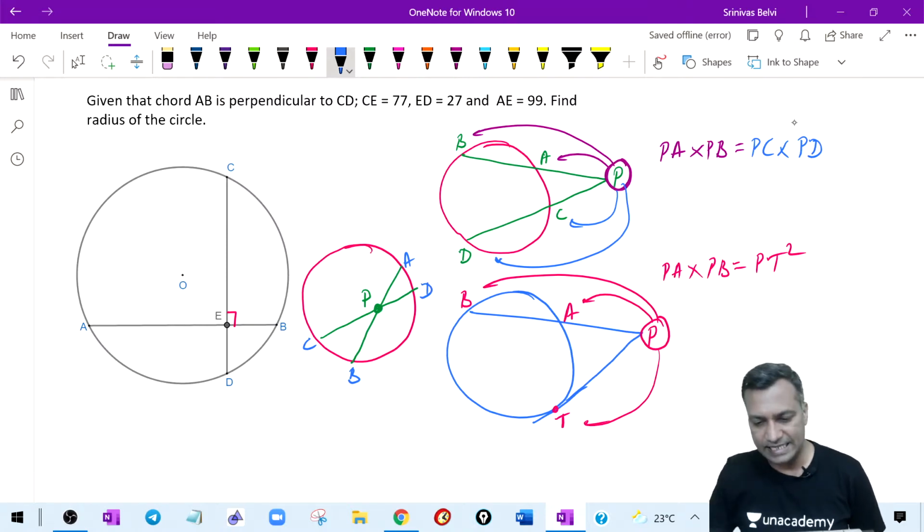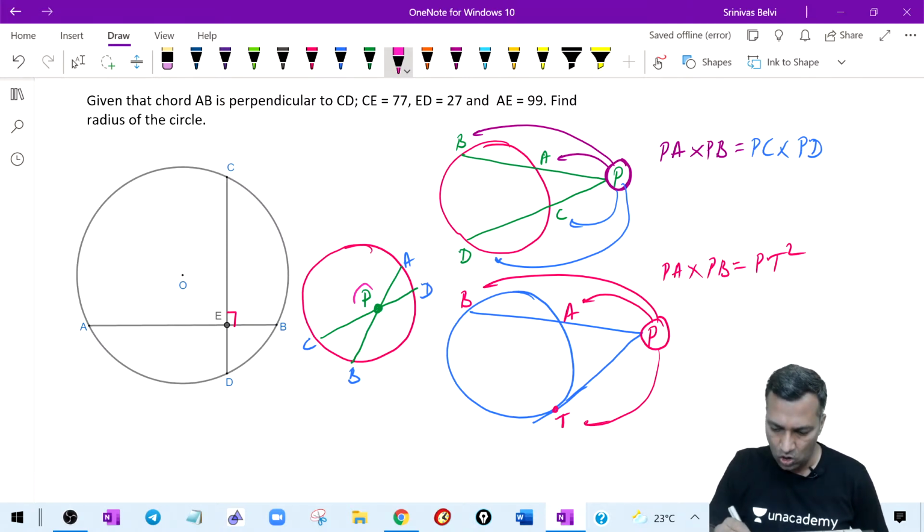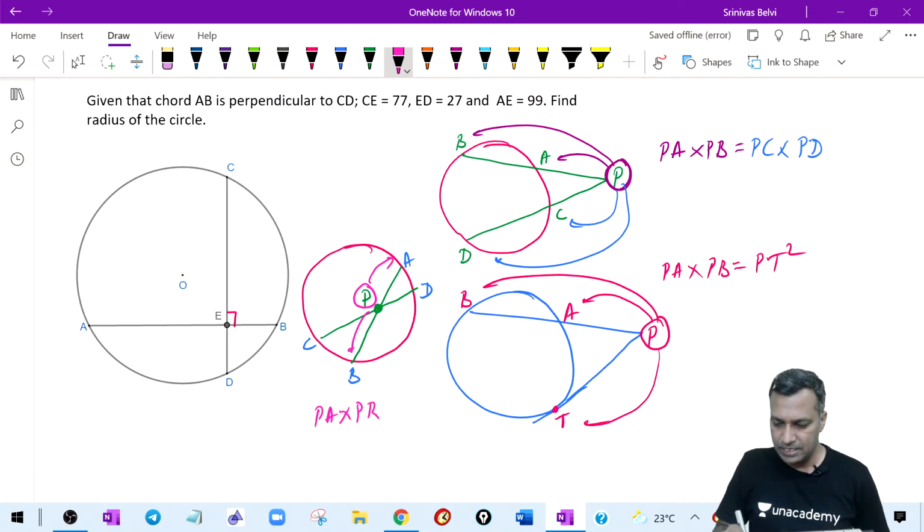AB is one line, CD is another line. Here also it is the same. All measurements from P: PA on the same line, PA into PB. It's basically the same theorem. PA into PB is also equal to PC into PD on the other line. All are the same.